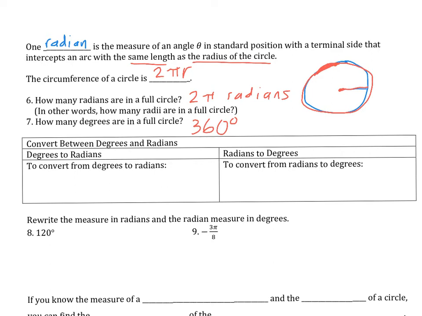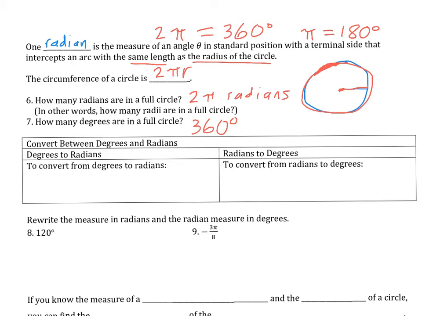So if 2 pi, and you don't have to write radians, when you see the pi, that tells people that it's in radians. If 2 pi equals 360 degrees, then pi equals 180 degrees.